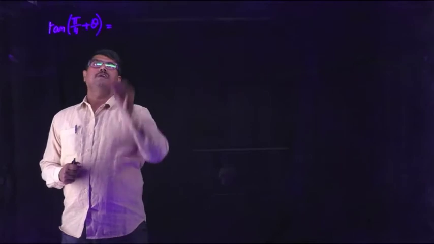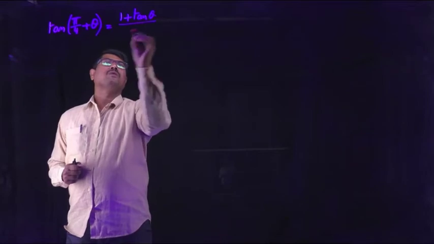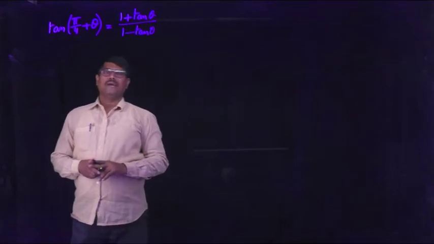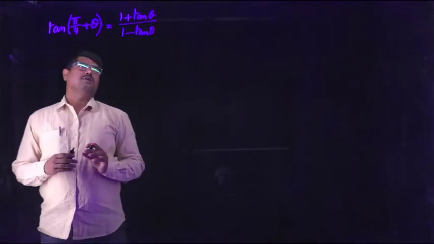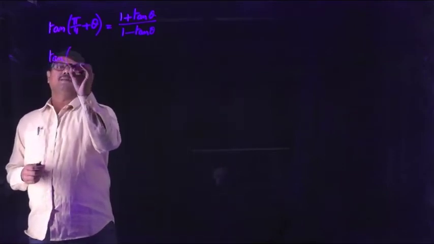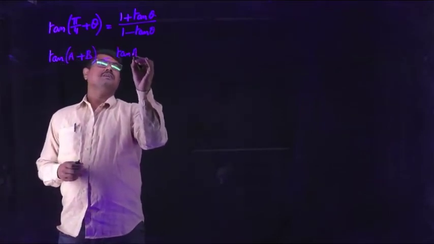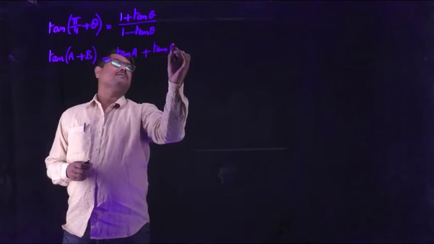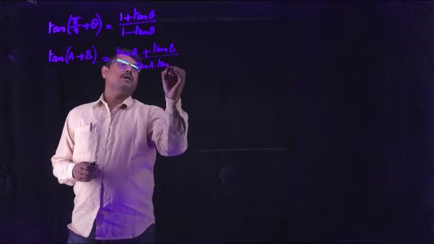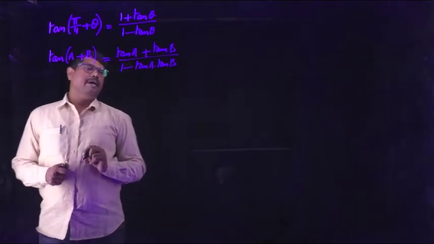So the value of tan of pi by 4 plus theta is 1 plus tan theta by 1 minus tan theta. Let us observe how the formula comes. We have the formula of tan of A plus B, which is tan A plus tan B by 1 minus tan A tan B.